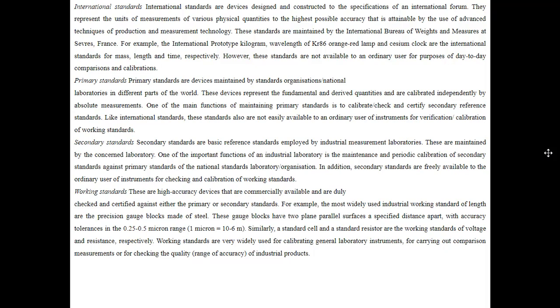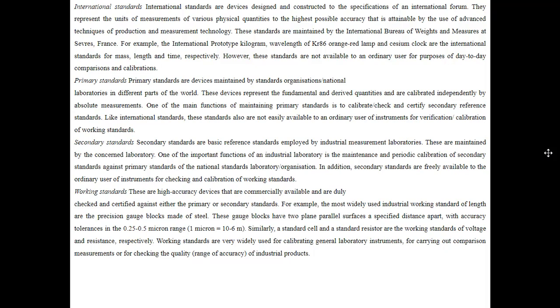Now, working standards. These are high accuracy devices that are commercially available and are duly checked and certified against either the primary or secondary standards. For example, the most widely used industrial working standard of length are the precision gauge blocks made of steel. These gauge blocks have two plane parallel surfaces, a specified distance apart with accuracy tolerance in the 0.25 to 0.5 micron range. 1 micron is equal to 10 raised to minus 6 meter.